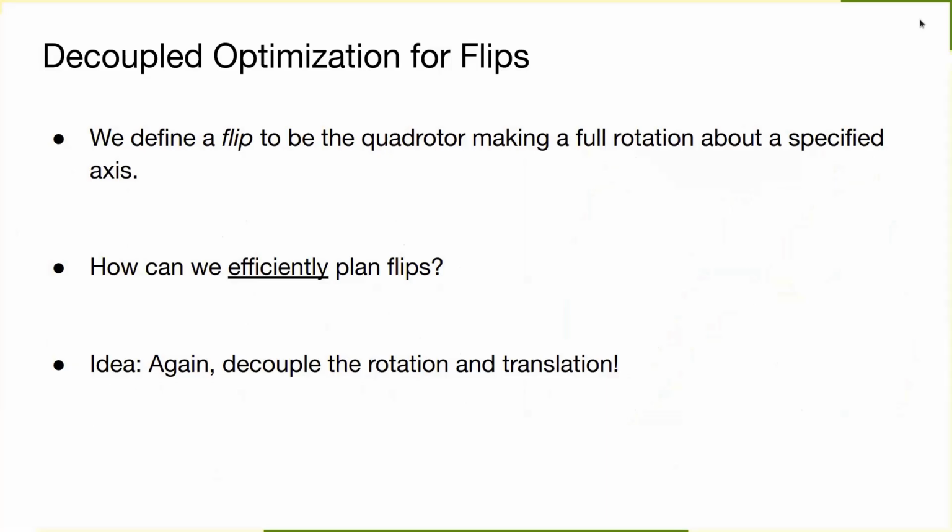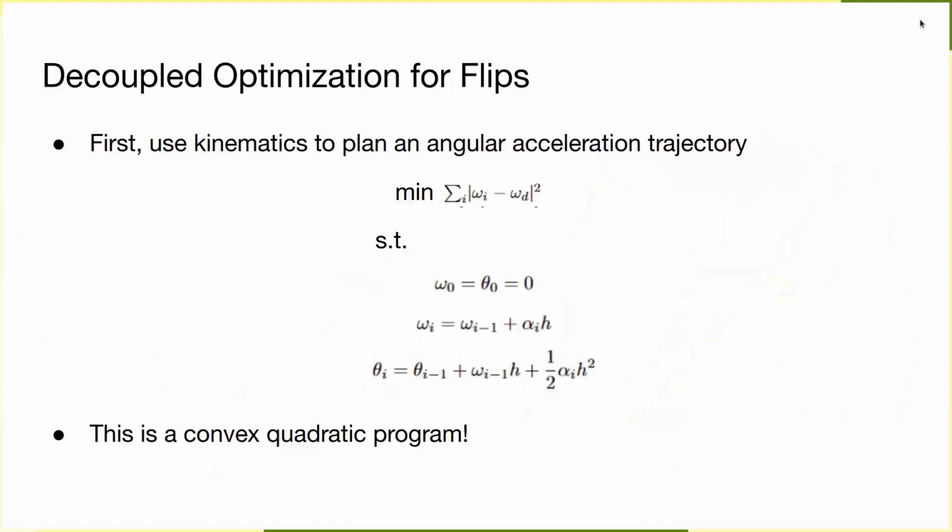We define a flip to be a trajectory in which the quadrotor makes a full rotation about some specified axis. We want to be able to efficiently plan flip trajectories. To do this, we again decouple rotational and translational dynamics. First, we plan the rotational trajectory by performing direct transcription of the angular acceleration along the flip axis. The constraints are based on simple kinematics, and we wish to match some desired angular velocity. This is a convex quadratic program that can be optimized efficiently.